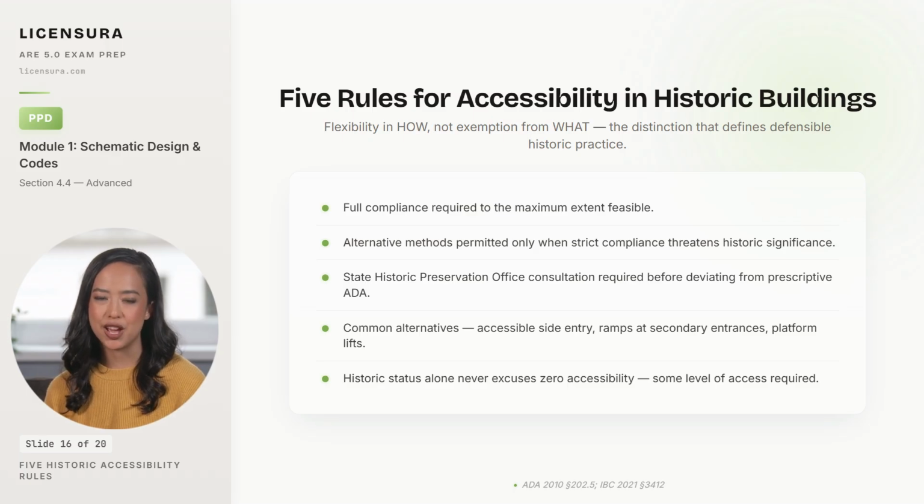Architects who treat historic preservation rules as an exemption set the firm up for an ADA complaint, a discrimination lawsuit, and a public relations problem. The right approach is documenting the maximum feasible access analysis with the SHPO from day one of design.